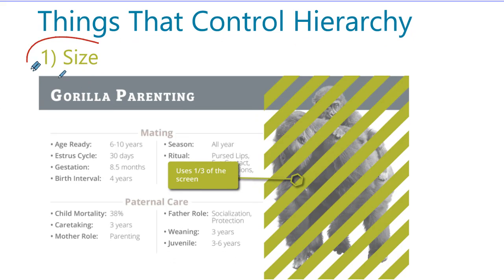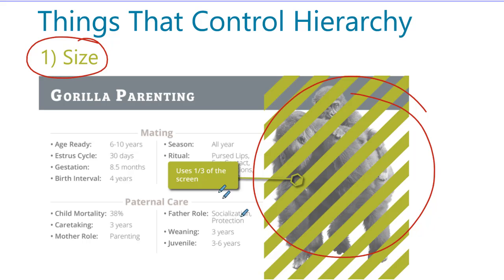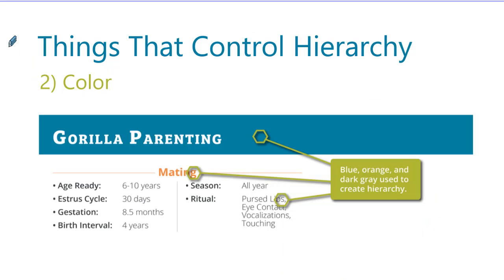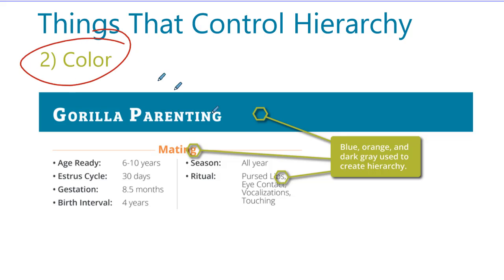Well, the first thing is size, right? So remember from that slide that I showed you is that these gorillas are taking up a big chunk of the real estate on this page, right? So just from size alone, they are dominating or have the primary hierarchy on this page. The second thing is color, right? So here we have the use of blue. We have the use of orange. This blue and orange are going to draw your eye first. And then lastly, this black is going to decrease the hierarchy of these words. So this is what your eyes are going to notice last.